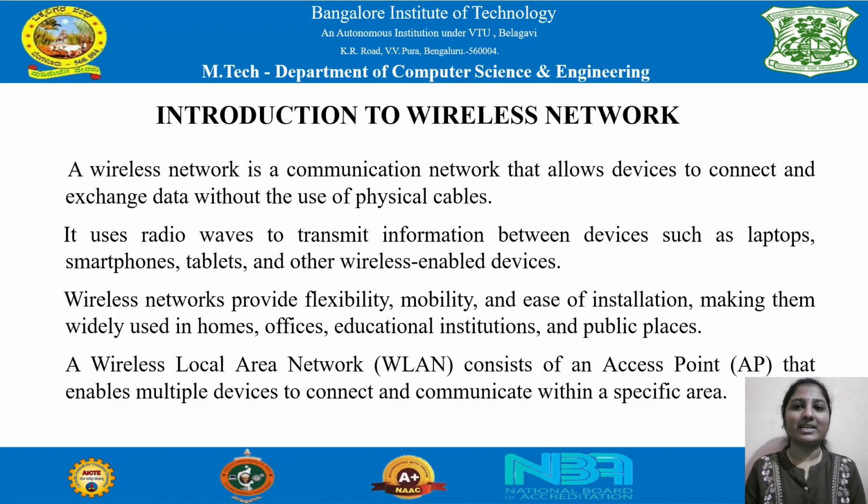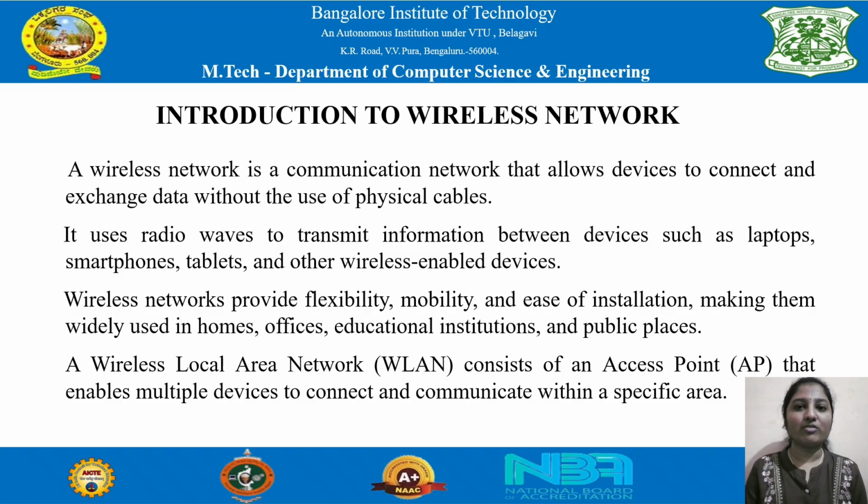A wireless network is a communication network that allows devices to connect and exchange data without using physical cables. Instead of using wires, it uses radio waves to transfer information between devices such as laptops, smartphones, tablets, and other wireless devices. Wireless networks provide several advantages like flexibility, mobility and easy installation. Therefore, they are widely used in homes, offices, educational institutes and public places.